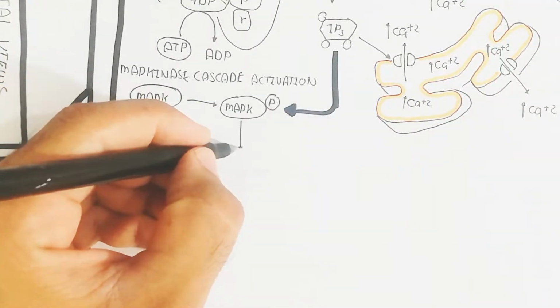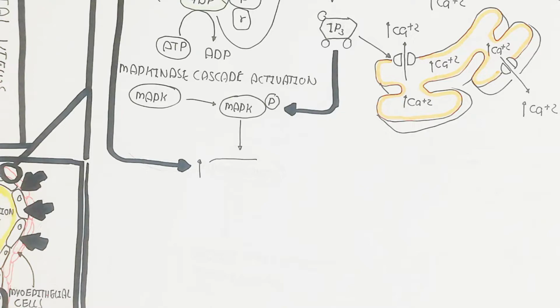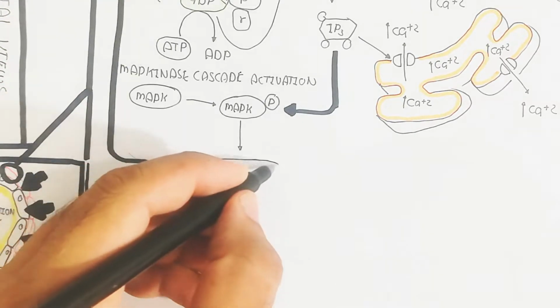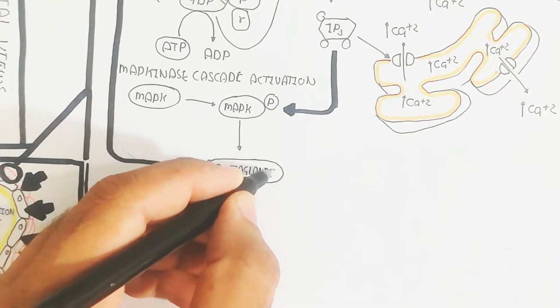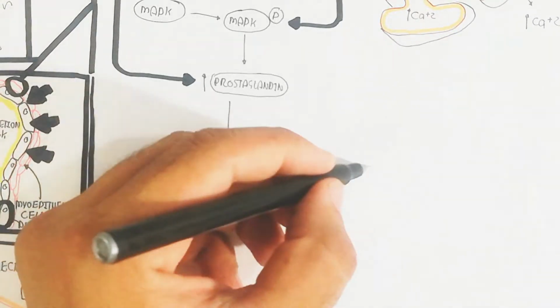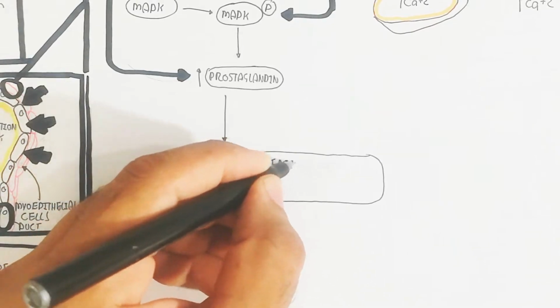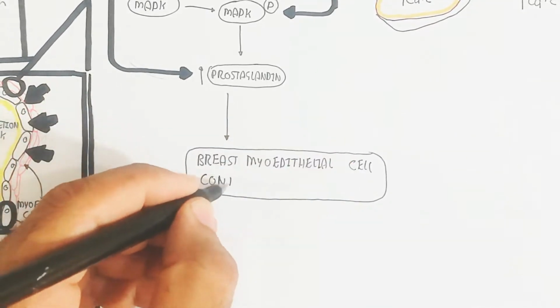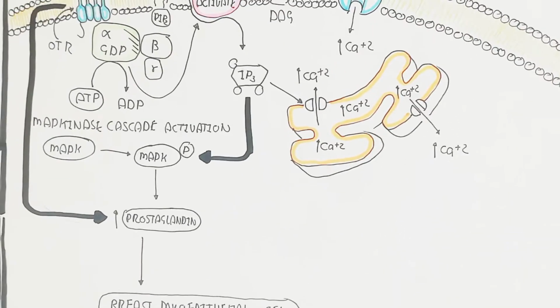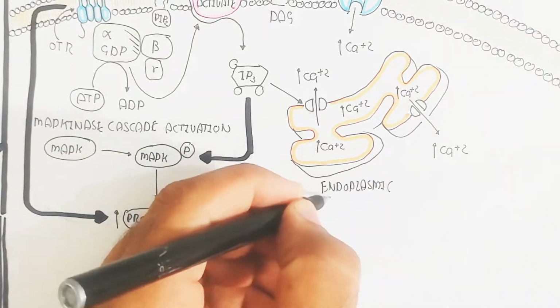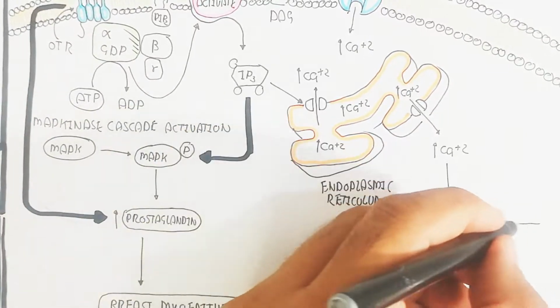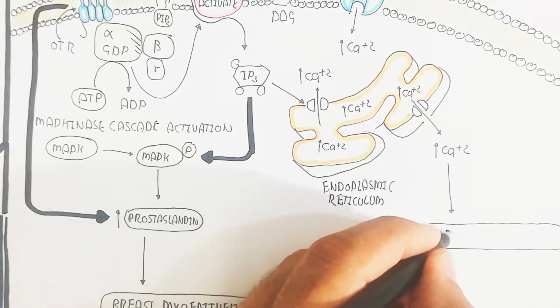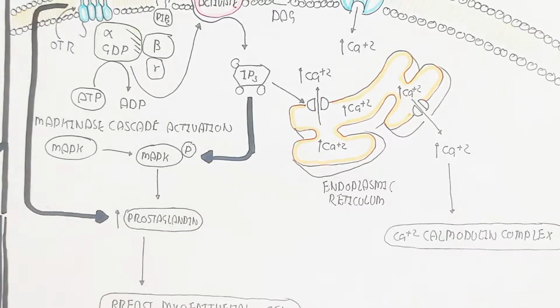Anyhow, here the MAP kinase will be activated through IP3 also. And in this way, the MAP kinase cascade is activated. And in this way, prostaglandin will be increased by this MAP kinase phosphorylation for activation. And in this way, breast myoepithelial cell contraction occurs through the prostaglandin increase.